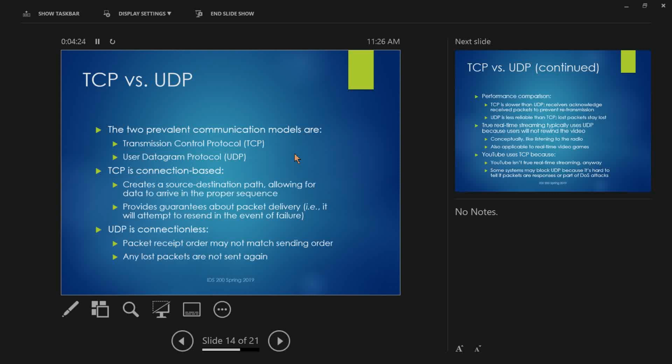Okay? So TCP is connection-based. That's what we mean by a connection. UDP is connectionless. That's what we mean by connectionless. Obviously, there still has to be a path of devices from the source to the destination in both. So in that sense, yeah, there's a connection. But for TCP, we mean a persistent connection.